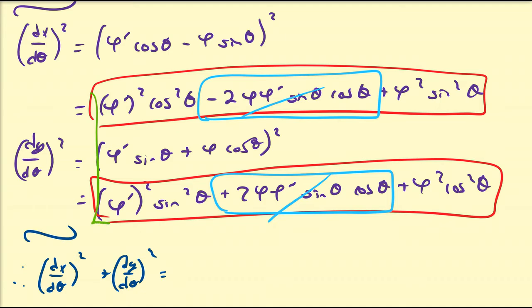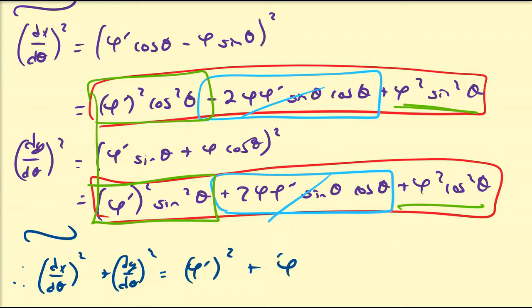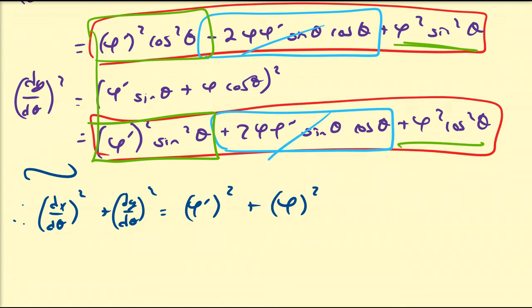For these terms here, they are the same thing except one is sine squared, the other is cosine squared. Same story as here. So we know sine squared plus cosine squared is equal to 1 for all values of theta. So we're just going to have phi prime squared plus phi squared. Now isn't that a beautiful simplification, right?